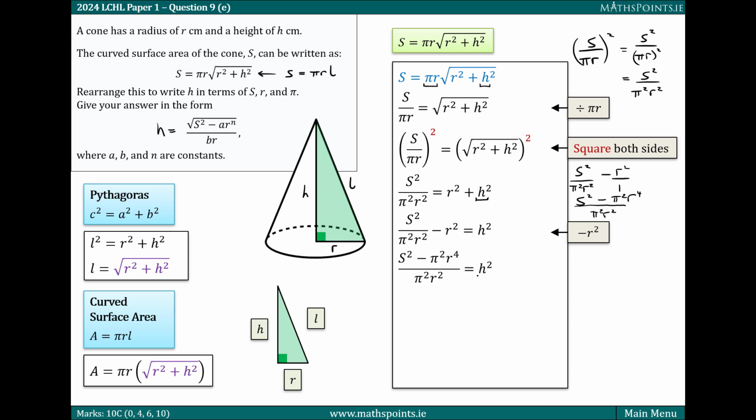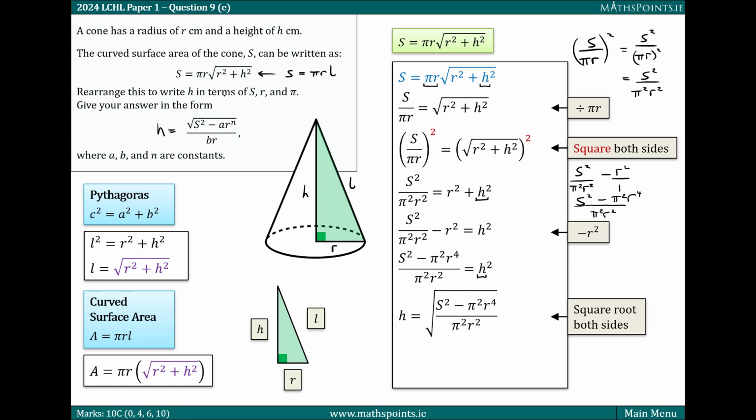Okay, remember we're trying to get h on its own, so we have a h squared. If we get the square root of both sides, then we'll isolate the h and get h on its own. So square root of both sides, the square root of h squared is h, and then we have the root of s squared minus pi squared r to the power 4 over pi squared r squared. Now, we're very nearly at the finish.